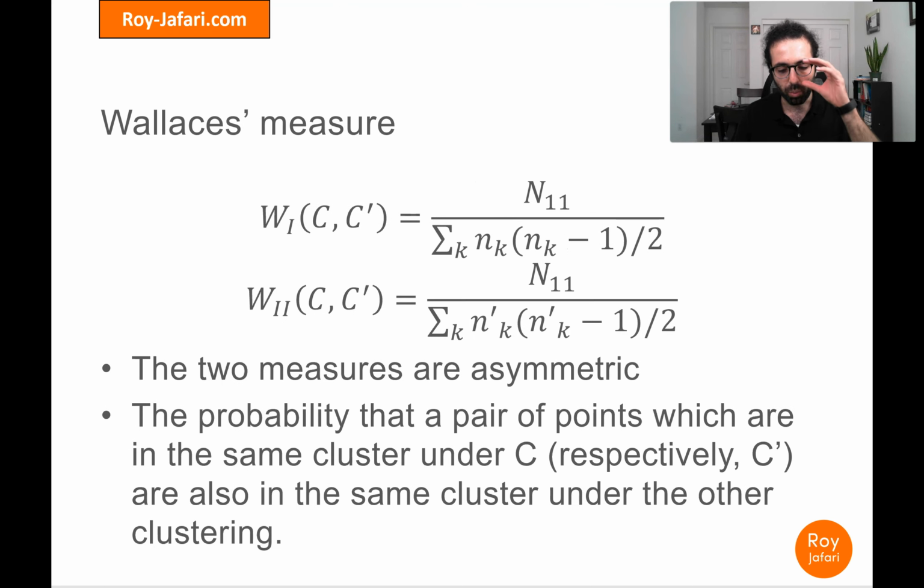Another one is the Wallace's measure, where we've got W1 and W2, and basically these two only pay attention to N11, and they calculate based on only the number of members in cluster C in one, and the number of members in cluster C prime in the other.